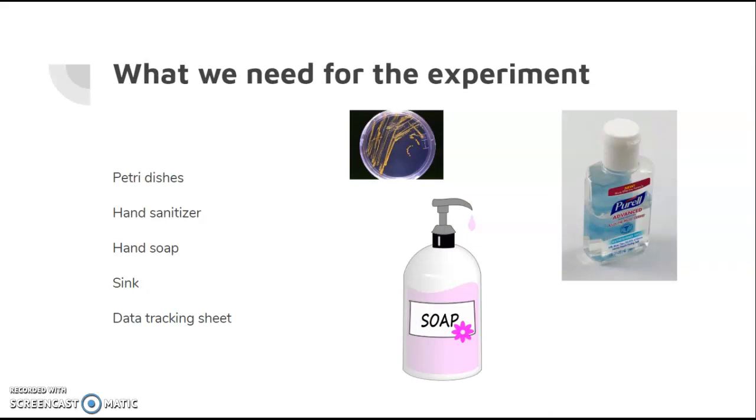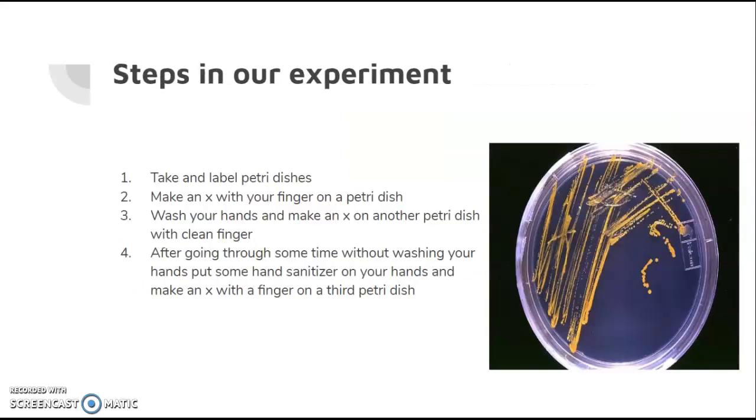We need petri dishes, that little circular thing with all those lines on it, hand sanitizer, hand soap, a sink, and a data tracking sheet. Okay, so I'm going to tell you Miss Bahr has petri dishes. Miss Bahr has hand sanitizer. Miss Bahr has hand soap. She has sinks, and she has data tracking sheets. All right, so the steps in our experiment.